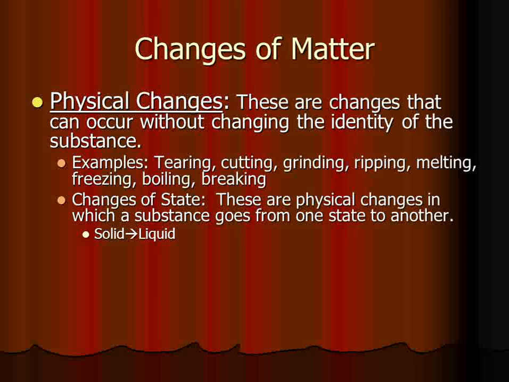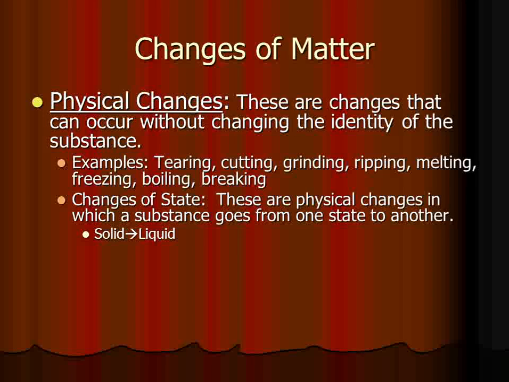When a matter changes, we have 2 different types. We have physical changes and chemical changes. Physical changes do not change the identity of the matter, the substance. Examples of physical changes are tearing, cutting, grinding, ripping, melting, freezing, boiling, or breaking.